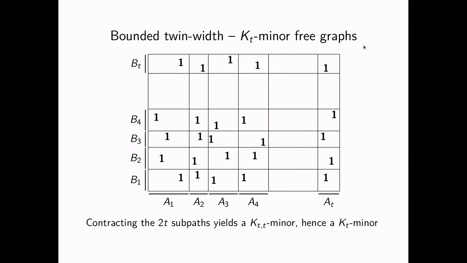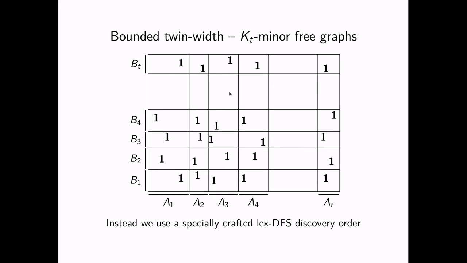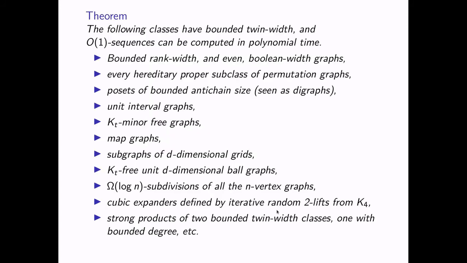So now if the graph is not Hamiltonian, then we have to emulate the Hamiltonian path with some special DFS. We won't do that. So there are many classes that not only have bounded twin-width, but where we can find efficiently a contraction sequence. We saw many of them here.